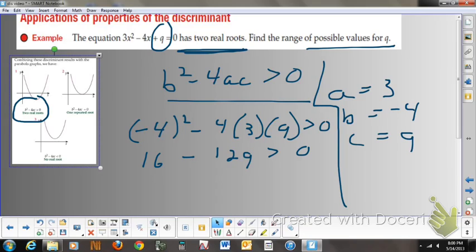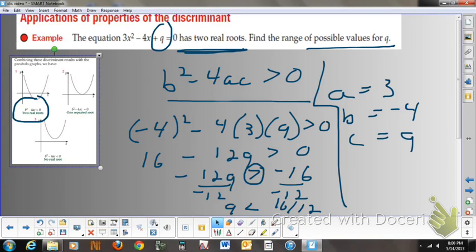So we take away the 16 and we get -12Q greater than -16, and then we divide by -12 and we're going to get Q. Now remember what happens to the sign when you have an inequality and you divide or multiply by a negative number. You've got to flip the sign. So Q is now less than 16/12. So that's my solution. That's what I have as a range. Q can be anything that is less than 16/12.